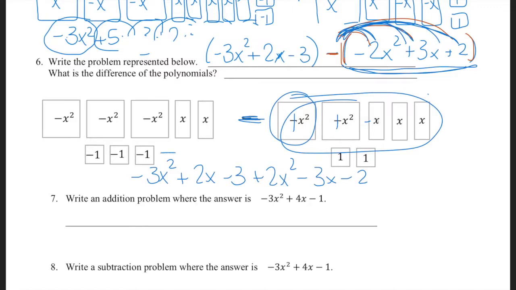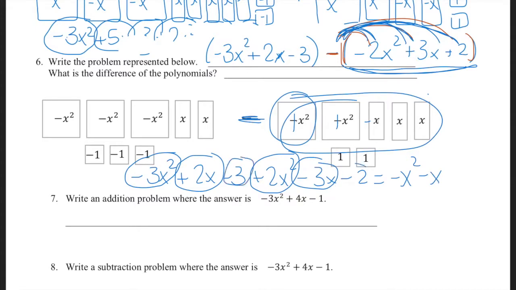Once you do that, then you can combine your like terms. Negative 3x squared and 2x squared is negative x squared. 2x minus 3x is negative x. And negative 3 minus 2 is negative 5. This would be your simplified answer, the difference of the polynomials. Be very careful with this situation, okay?